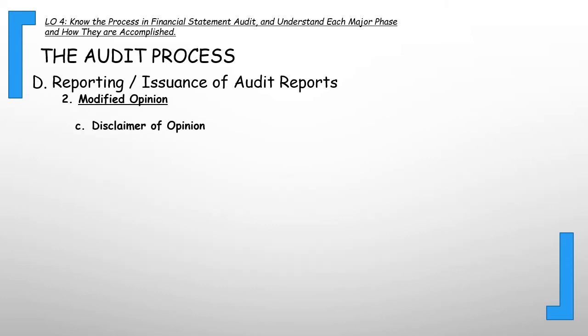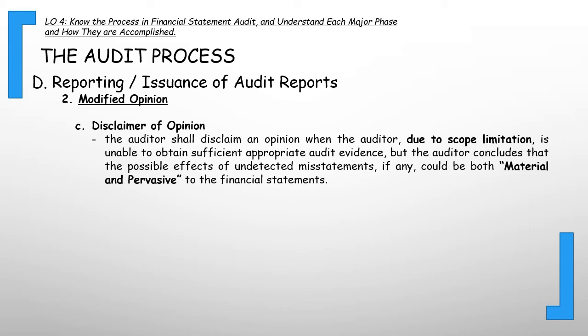Okay, next is disclaimer of opinion. Okay, so the auditor shall disclaim an opinion when the auditor, due to scope limitation, so, di ba, meron na tayong example kanina ng scope limitations, either imposed by management or circumstances beyond the control of the management and the auditor. So, yung auditor pwedeng mag-disclaim ng opinion kapag due to scope limitation is unable siya to obtain sufficient appropriate audit evidence, but the auditor concludes that the possible effect of undetected misstatements, if any, could be material and pervasive to the financial statements as a whole.